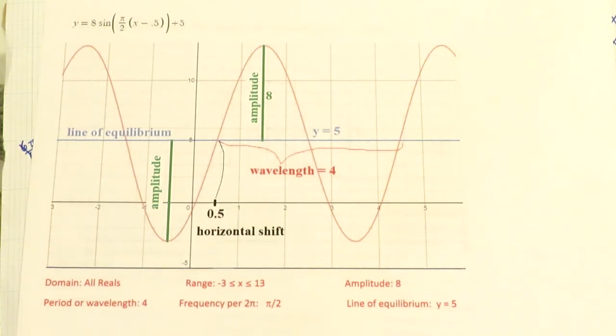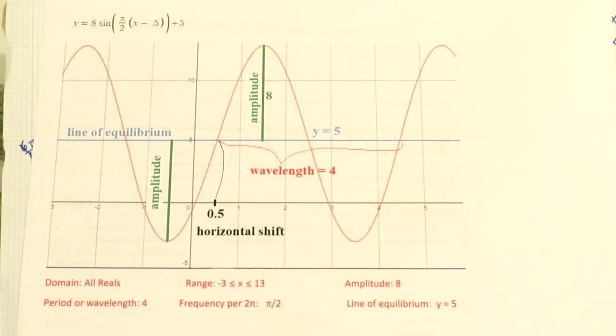The plus 5 is adding 5 to the sine wave, and so it's shifting the sine wave up 5 spaces. That now is the line of equilibrium. So notice I have the line of equilibrium labeled at y equals 5. It's a line, so you want to label y equals 5 and not just put 5. But that's the job of what's added or subtracted to the sine. It gives you your line of equilibrium.